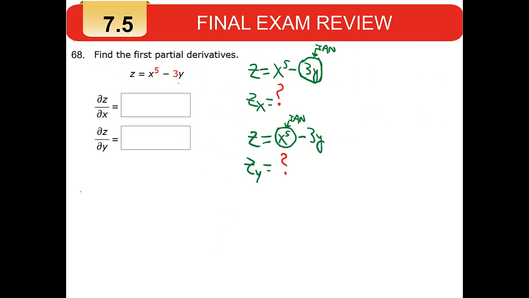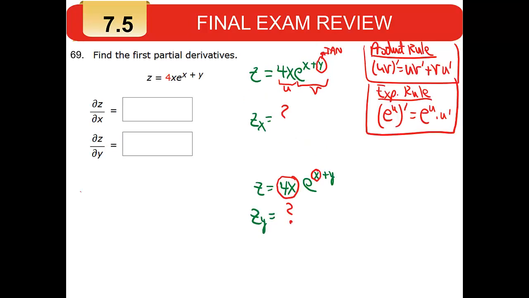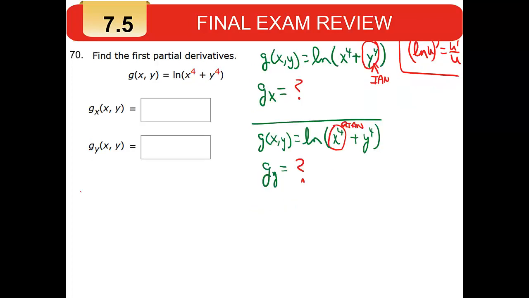You've got to figure out which one you're holding constant when you're doing one partial versus the other. And again, I'll say the same thing here, but it also involves the product rule and the exponential rule. Even when you're doing partials, all these other rules can come into play. The same thing here. This time you're going to get the log rule involved. You still have to go in and decide what you're holding constant each time.